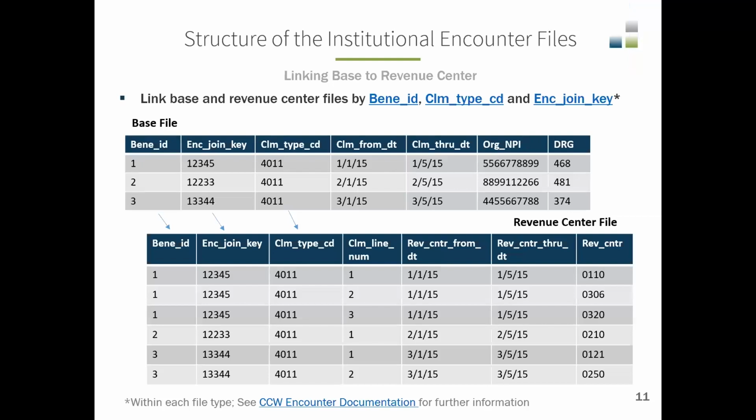Can you just say quickly why they're linked by encounter join key rather than Benny ID? You use all three of these variables up here to link. So you need all three, and that's according to the user guide. Okay.